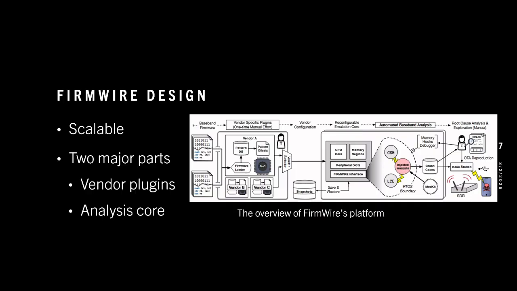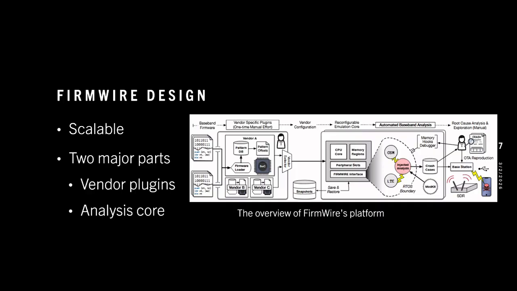Once it goes through this vendor-specific plugin, it goes to the emulation core. What that does is it runs the firmware itself. It lets the fuzzer do the automated analysis and run it, and interacts with everything else going on. When it discovers a crash, it can be output to logs and let an analyst see what happened, and run it into a base station so that an actual device can be tested with it to ensure that the actual exploit exists.